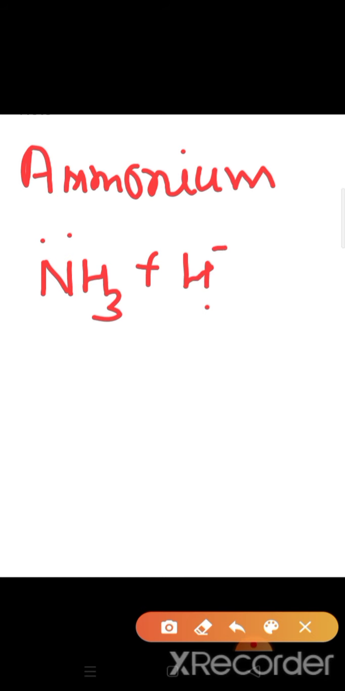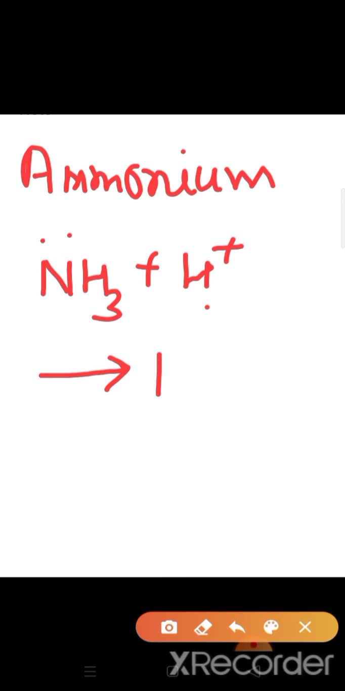Ammonium. What is ammonium? Ammonium means ammonia, but it contains IUM, and the IUM is used for cations. How is ammonia formed? What is the formula of ammonia? The formula of ammonia is NH3. And when an acid, meaning H positive, attacks NH3, it gives NH4 positive.